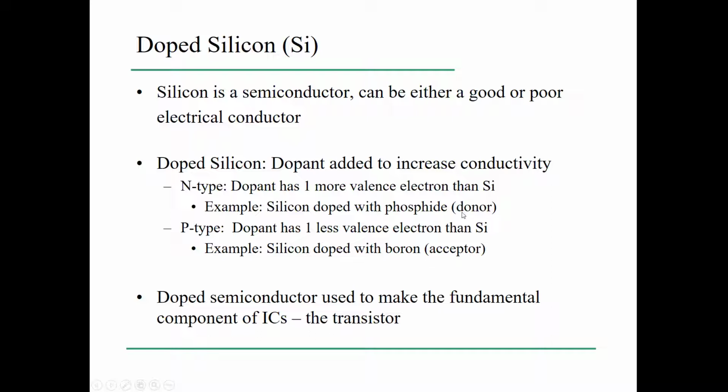Now, phosphide to make the N-type is called a donor atom, and I'll explain why that's so. And when you make P-type, a material like boron is called the acceptor. And I've got a couple of diagrams coming up where I'll explain why in this case it's called a donor, and in this case it's called an acceptor. Now, these doped semiconductors, like the doped silicon, they're used to make the fundamental component of an integrated circuit, which is a device called a transistor.